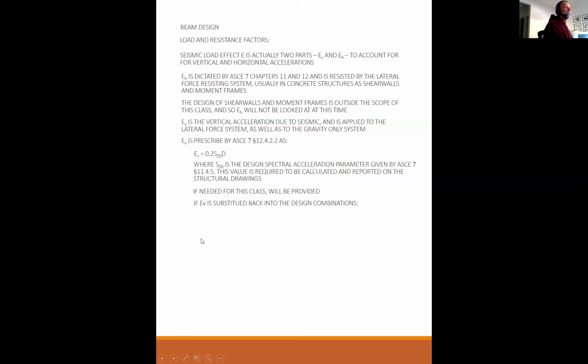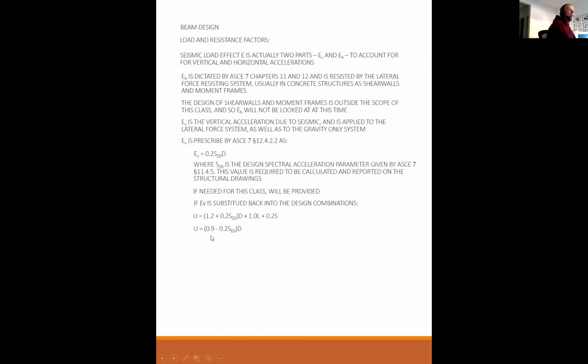If E sub V is substituted back into the design combinations, then you get this new combination. U is 1.2 plus 0.2 S sub DS times the dead load, plus 1 times the live load, plus 0.2 times the snow.